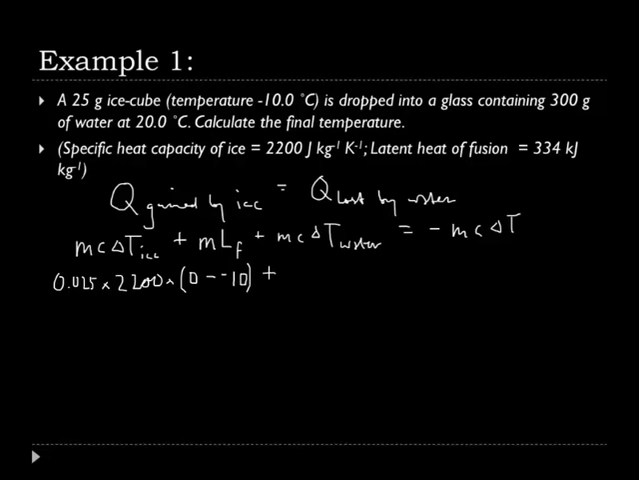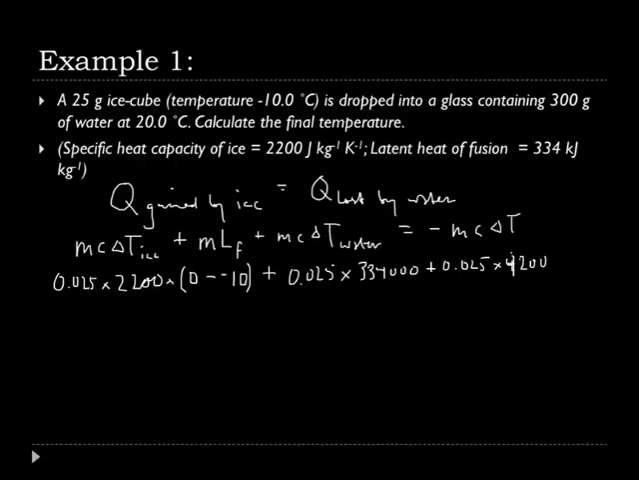Plus the mass of ice, which is 0.025, times the latent heat of fusion of ice, which is 334,000, plus MC delta T of water, which is 0.025 times the specific heat capacity of water, which is 4,200.